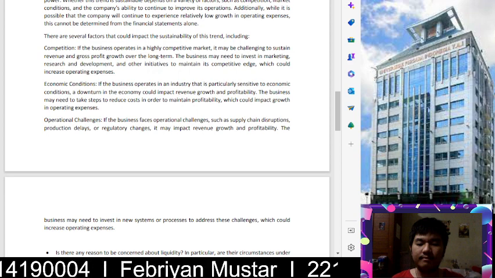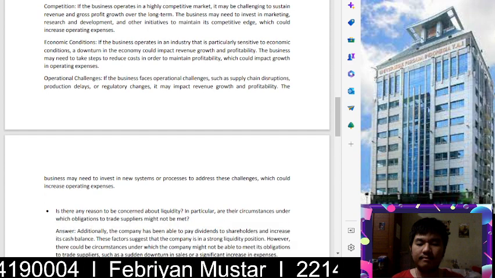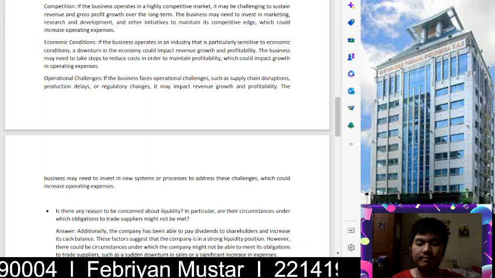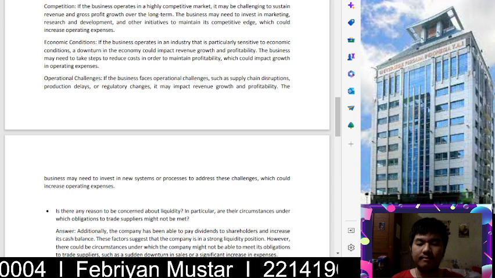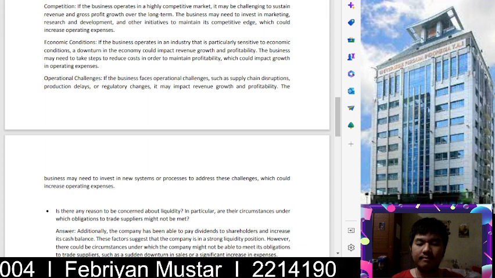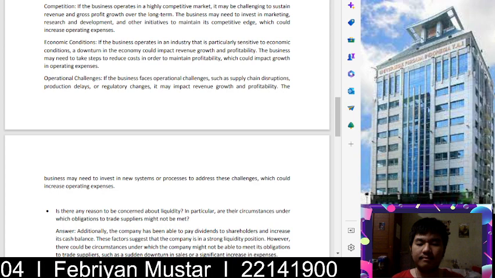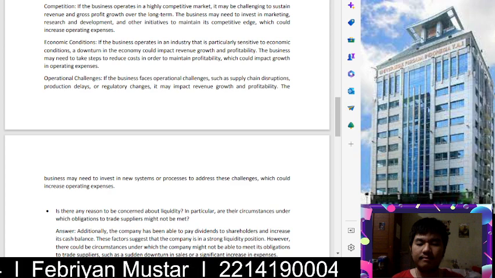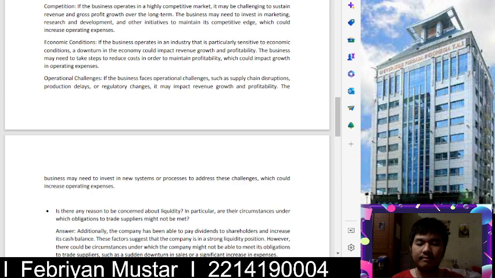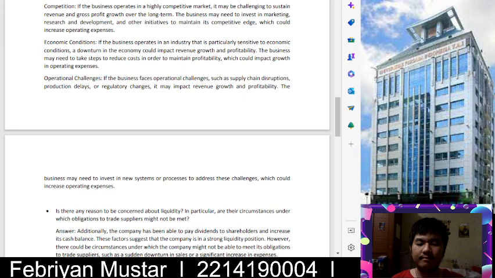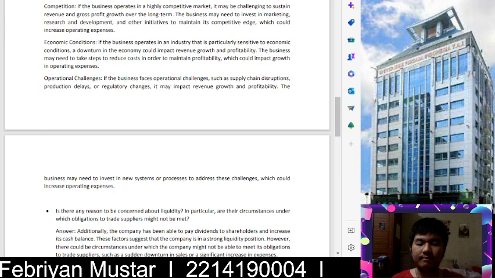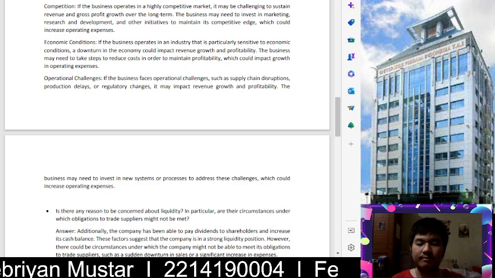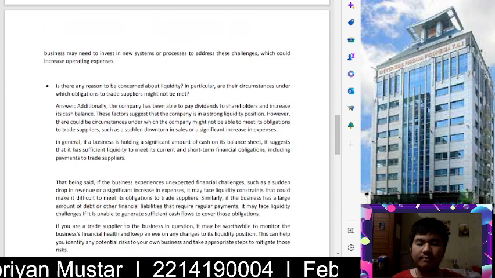Three, operational challenges. If the business faces operational challenges such as supply chain disruptions, product delays, or regulatory changes, it may impact revenue growth and profitability. The business may need to invest in new systems or processes to address these challenges, which could increase operating expenses.